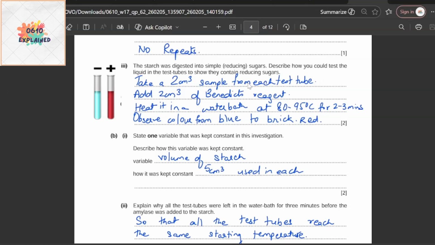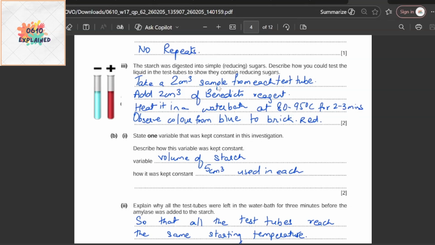Take a 2 cm cube sample from each test tube. Add 2 cm cube, or the same volume, of Benedict's reagent. Benedict's reagent is the reagent that we use to find whether the sample contains reducing sugars. Heat it in a water bath at 80 to 95 degrees Celsius for 2 to 3 minutes. This is a very crucial step.